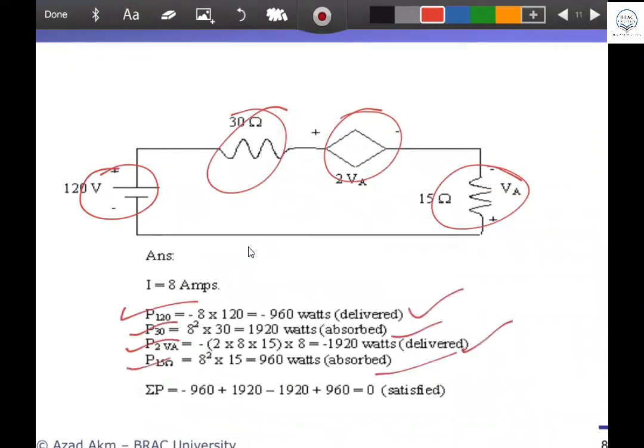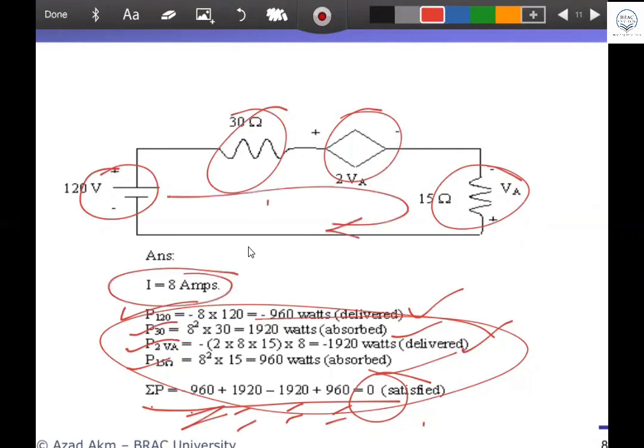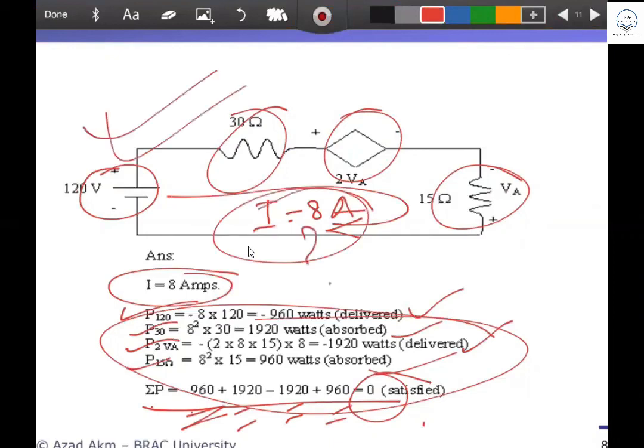Now with this concept, if you apply, you can find that the summation is equal to 0. That means all negative power and all positive power are equal and the sum is 0. In this problem, the main thing is the current I, 8 ampere. This one you have to find. How? This is the question here. I'll solve these things in the next class so that you can understand it much more clearly. You just go through this problem before coming. It will be much easier for you.